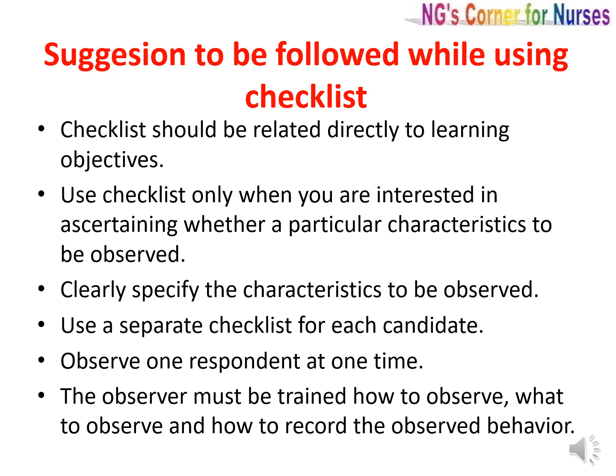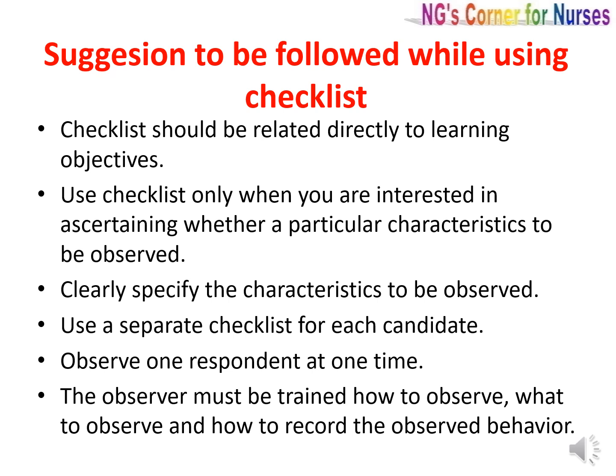Next, clearly specify the characteristics to be observed. The checklist should clearly specify the steps or behaviors or items, whatever I want to observe through this checklist. Okay. Next, use a separate checklist for each candidate. Don't use only one checklist for 5 or 6 candidates. We have to document each candidate's response. So use a separate checklist for each candidate.